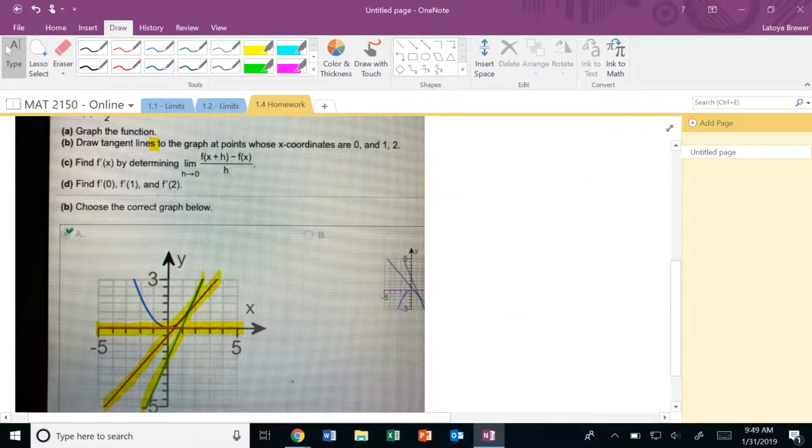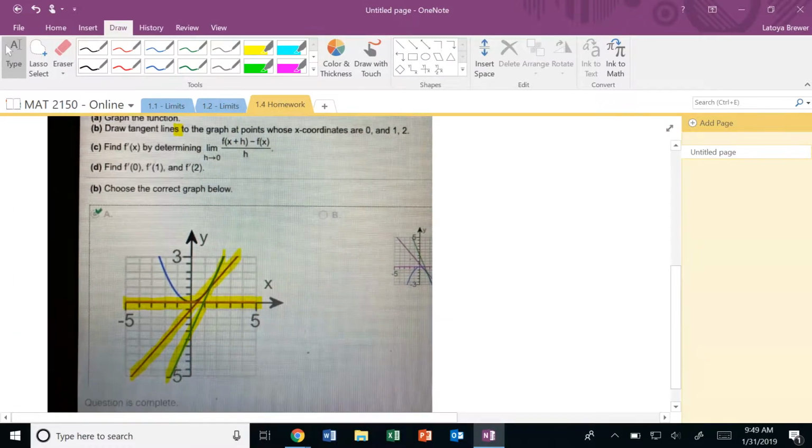So part B is asking me to draw tangent lines to the graph at points whose x coordinates are 0, 1, and 2. I'm assuming that you really didn't have to find those tangent lines, that you could just look at it, because if you understand what a tangent line looks like, that it just grazes at those points, then you should be able to look at A, B, C, and D and just choose which ones have points there. So how do I know that these are the correct tangent lines? Because you would have to choose, right?